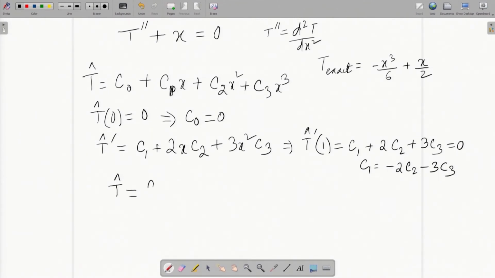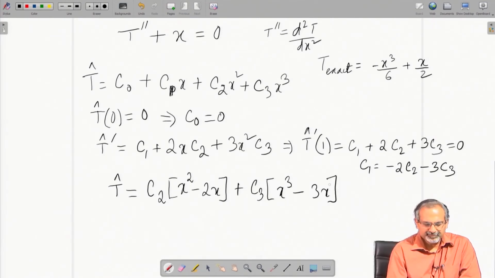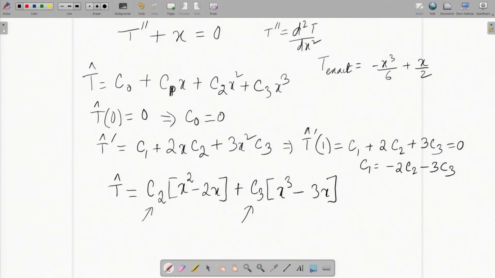So, you can understand that already C0 is 0, and you are now replacing C1 in terms of C2 and C3. So, you will finally have an expression for t hat in terms of two unknown coefficients C2 and C3, and the functions which are accompanying them will be the weight functions or weighting functions. We will call them W1 and W2. Of course, both are functions of x.